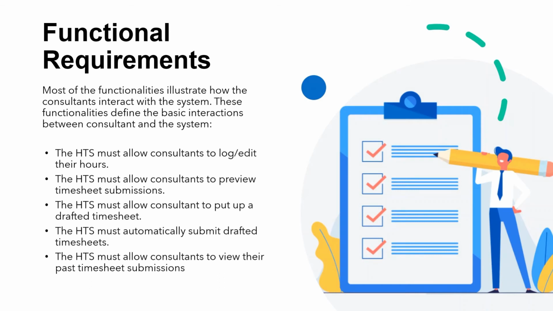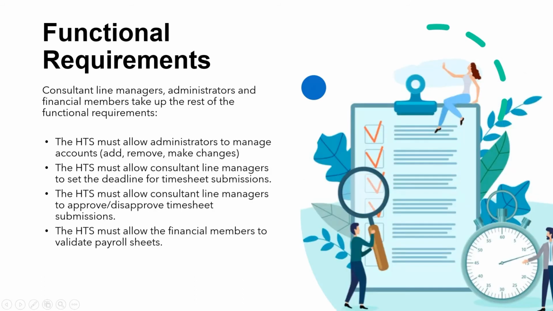The majority of the functionalities are aimed at consultants to fulfill a set of tasks. The following functionalities are aimed at consultants and are the main requirements of the system. These functionalities help us to establish some further requisites, such as what specific data is to be stored in the system. Next are some of the requirements aimed at consultant line managers, the administrators, and the financial members. These requirements not only exist to serve some purpose, such as the consultant line managers being able to set deadlines and approve or disapprove timesheet submissions, but the functionalities also exist to validate the existence of previous functionalities, such as the search functionalities mentioned in the previous slides.